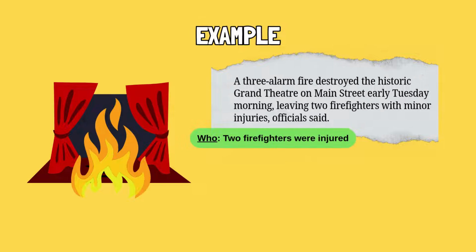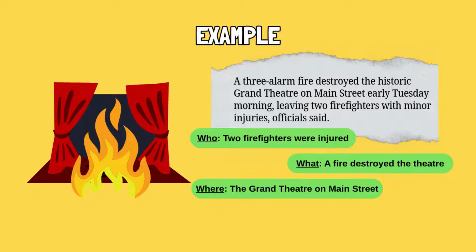Who? 2 firefighters were injured. What? A fire destroyed the theater. Where? The Grand Theater on Main Street. When? Early Tuesday morning. The why and how will come in the following paragraphs, but your reader already knows the essential story. That's a strong lead.